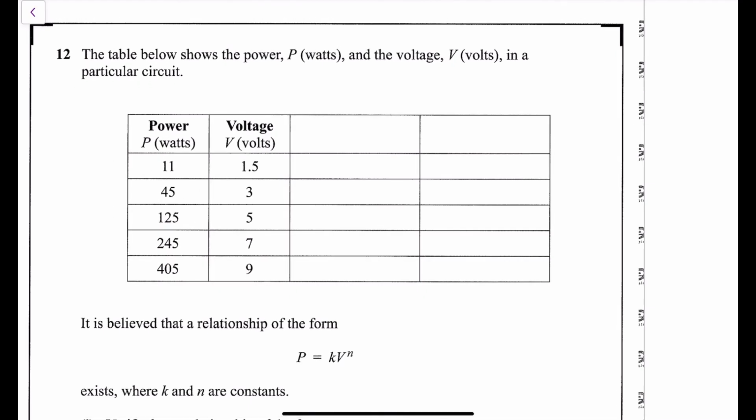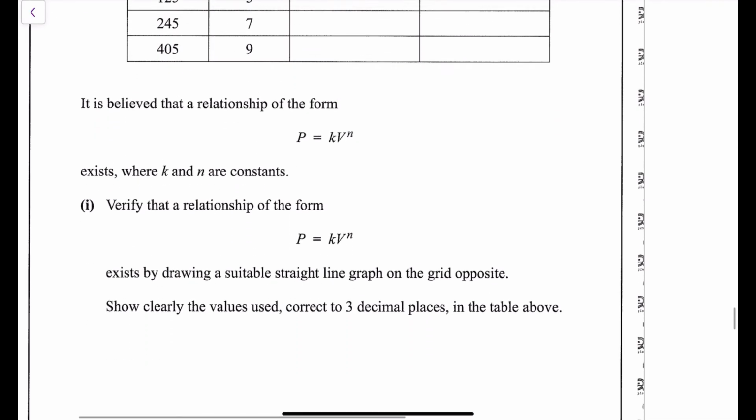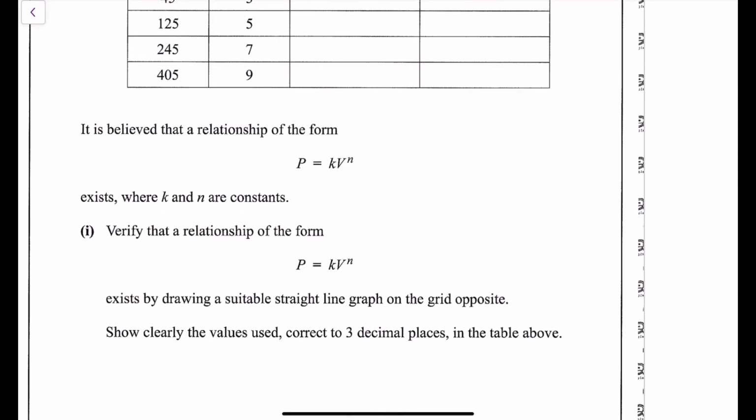It says the table below shows power P in watts and voltage V in a particular circuit. It is believed that a relationship of the form P is equal to kV to the power of n exists, where k and n are constants. Verify that a relationship of the form P equals kV to the power of n exists by drawing a suitable straight line graph in the grid opposite. Show clearly the values used, correct to 2 decimal places.